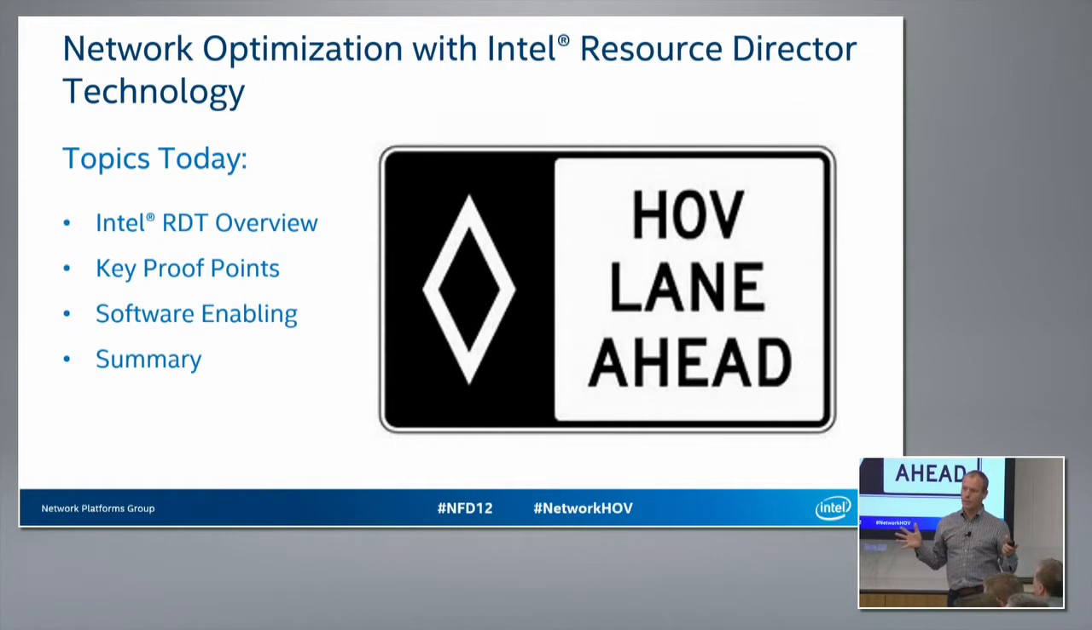you to carve out certain portions of the shared resources on the platform. So we have a number of shared resources in the platform, such as last level cache, memory, I/O, and we're actually slowly working on giving you the ability to partition those out and create sort of what we call the HOV lane. And we're applying that specifically today to network traffic. So that's kind of where we want to start. So I want to give you a quick overview, show you some proof points, talk a little bit about the software, and then summarize it.